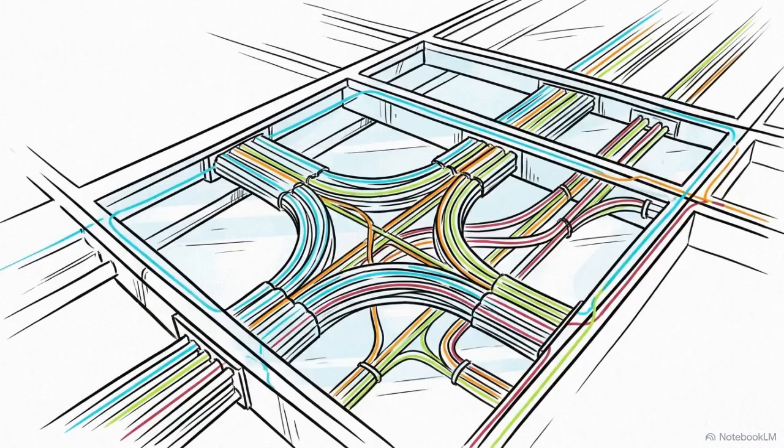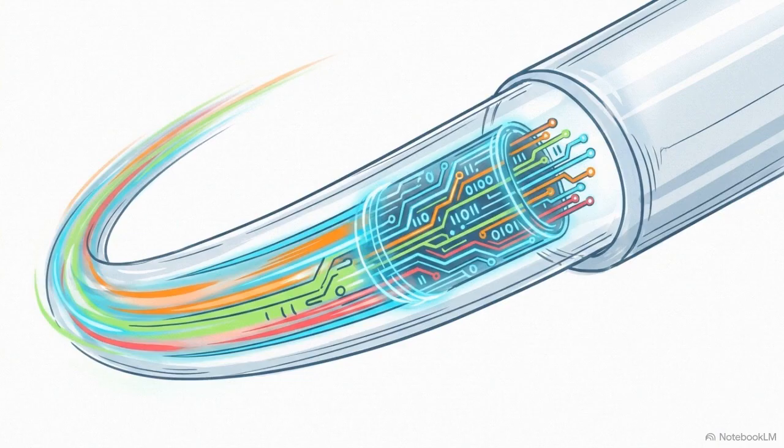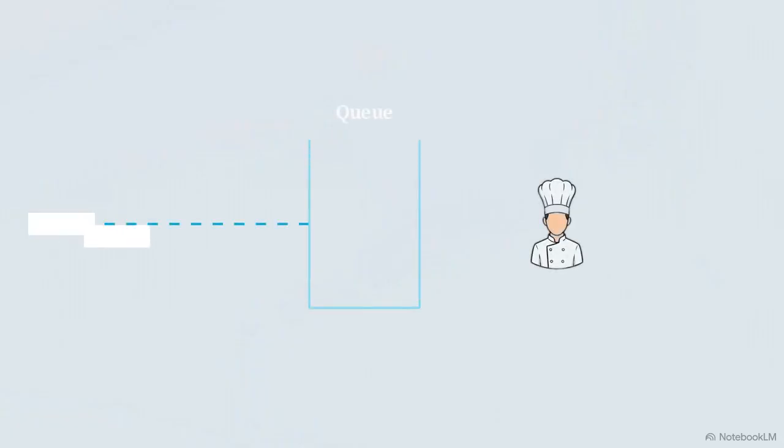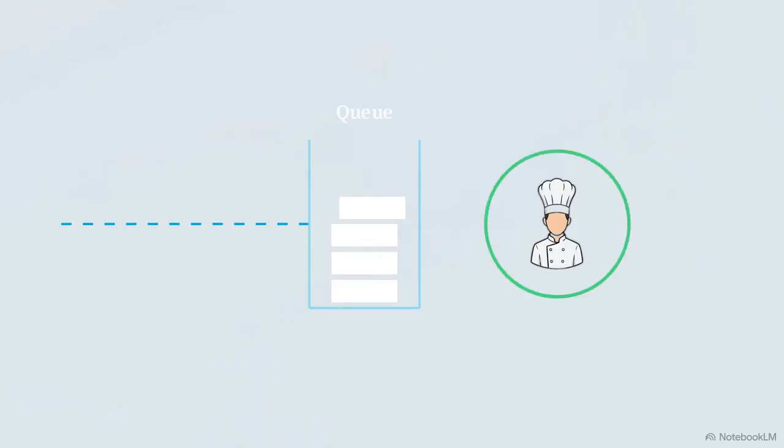To keep all these rooms connected, the integration and messaging layer acts like a set of invisible rails, passing instructions between all the different stations. Here, a message broker acts as a digital waiting room. If a kitchen station is too busy to take an order immediately, the ticket sits safely in this queue until a chef is ready to receive it.